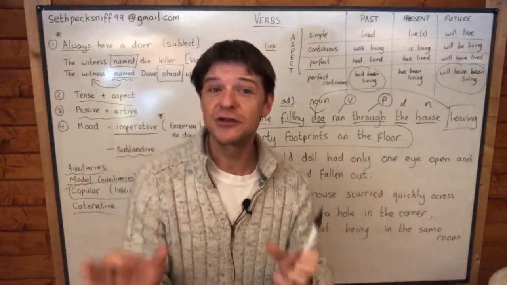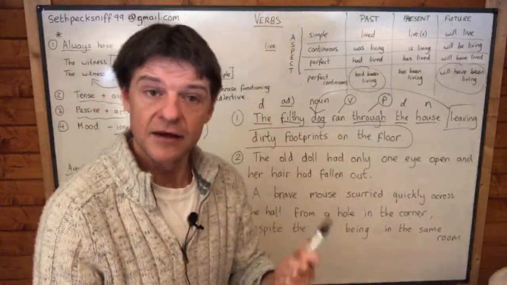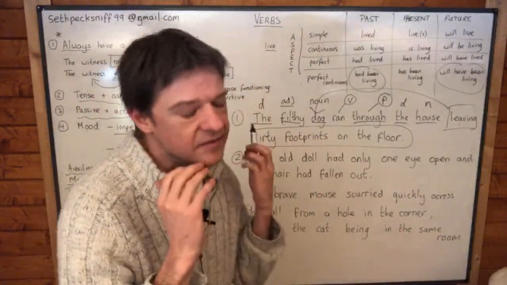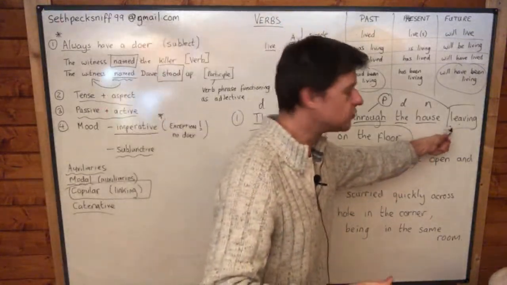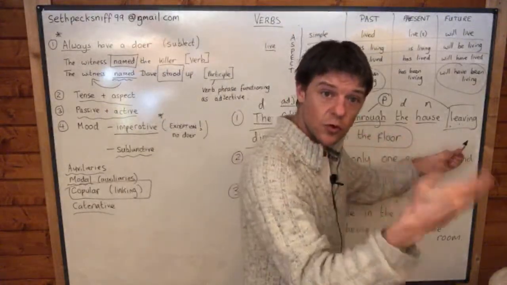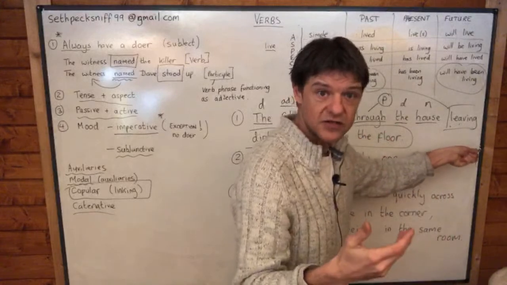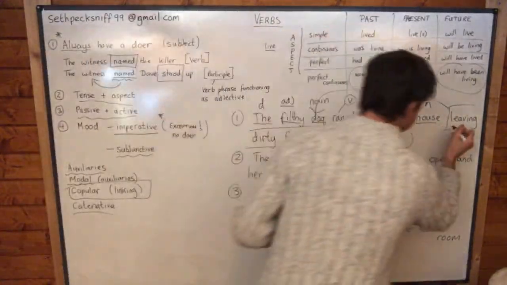verb. You might choose to describe it like that, but I don't think that's very useful or very clear for a young learner. I think it's much more useful and much clearer to simply explain that this one doesn't have a doer. For this one to have a doer, you need to say the dog was leaving. But this one doesn't have a doer. It describes the dog. So this is a participle.